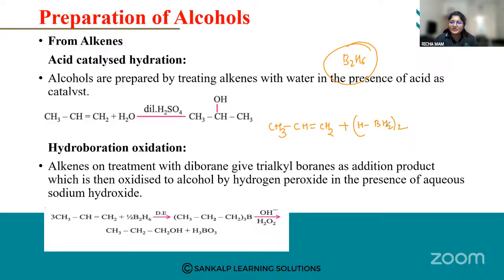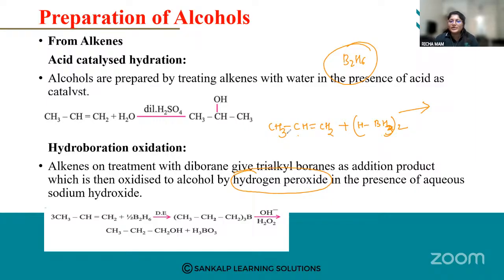Okay, so BH3, twice, and H like this. So diborane. So what is going to happen across the double bond? Your hydrogen will be added here, and this will follow the rule whenever you are using hydrogen peroxide.